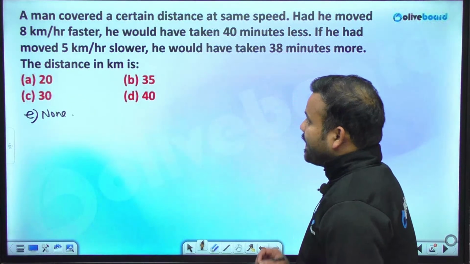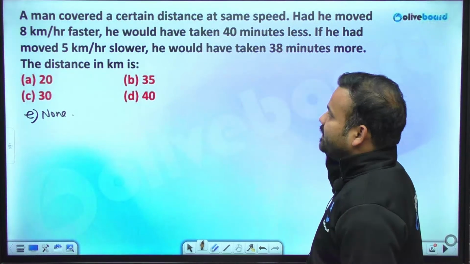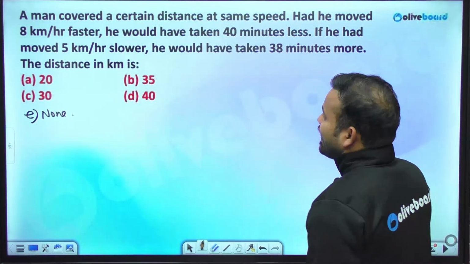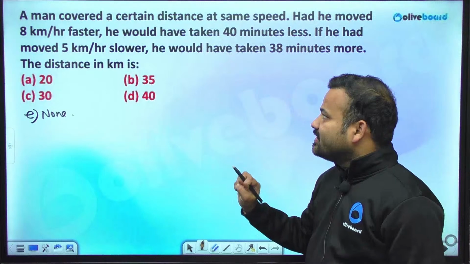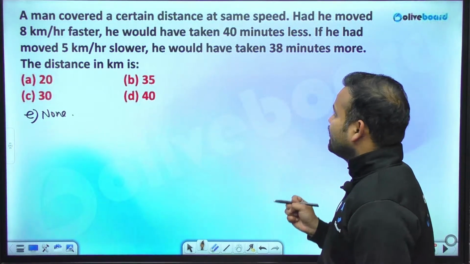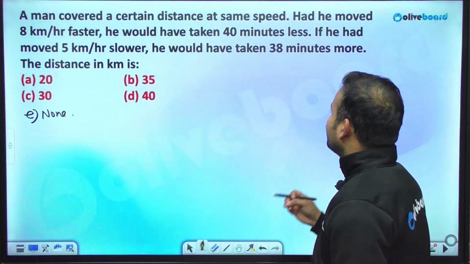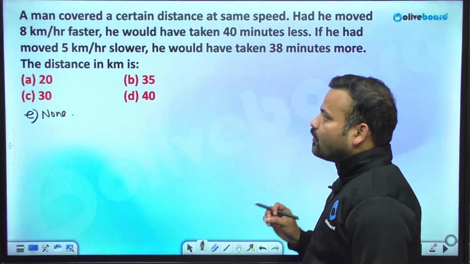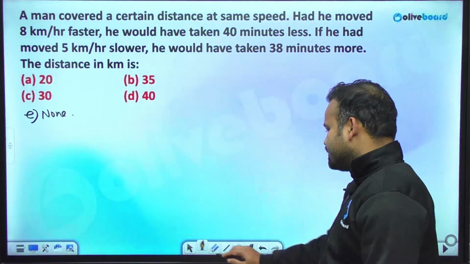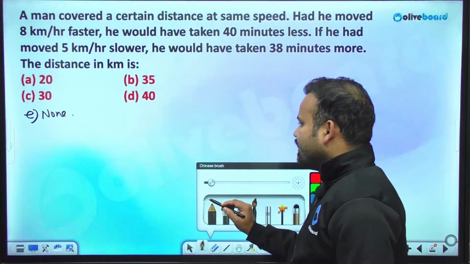Okay, a man covered a certain distance at a uniform speed. Had he moved 8 km per hour faster, he would have taken 40 minutes less. And if he would have covered the distance 5 km per hour slower, he would have taken 38 minutes more. So what is that distance? Find that distance. Clear?